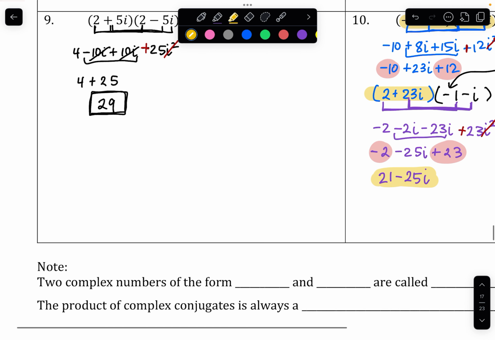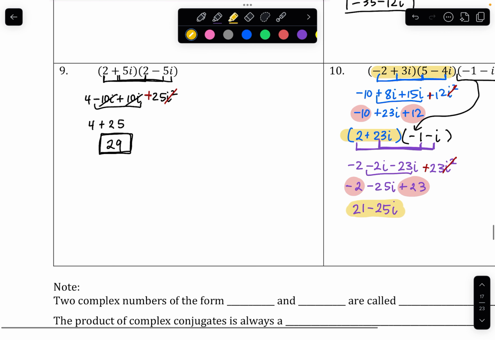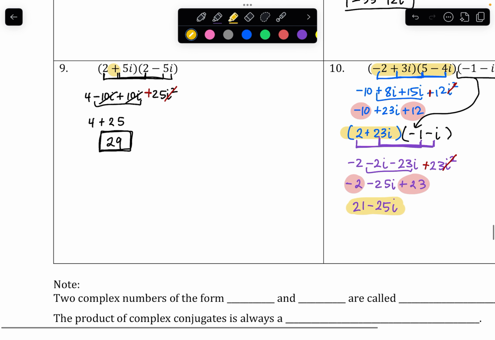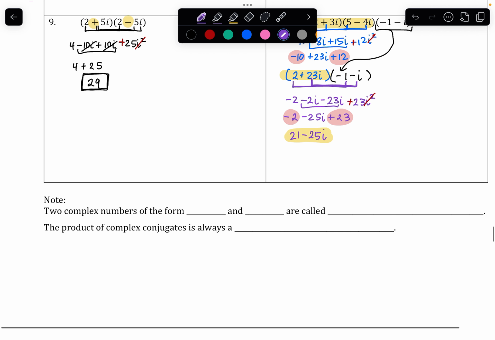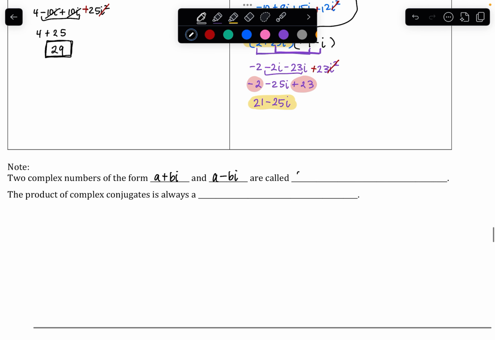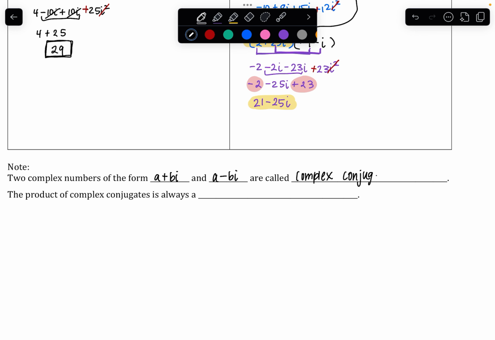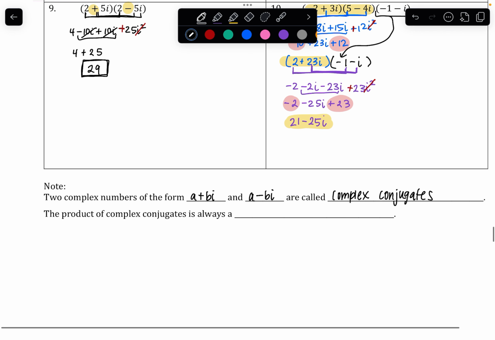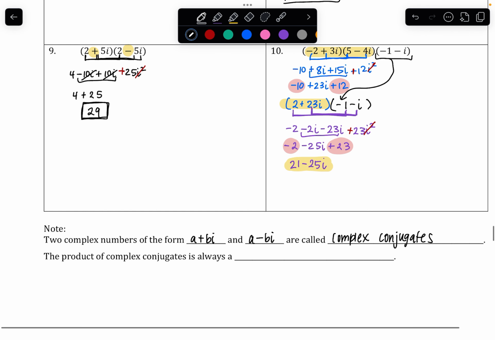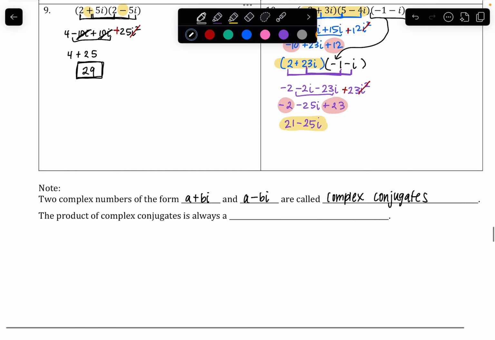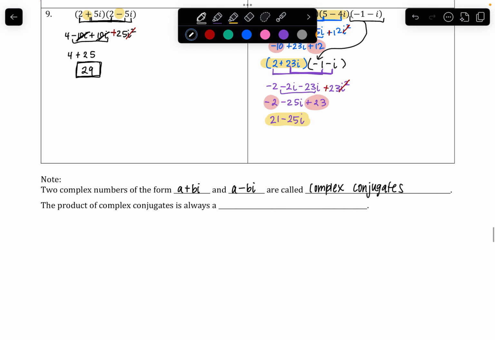Okay, the other example I want to point out is that in number 9, notice they're the exact same number, they just have opposite signs. Okay, and so anytime you have that situation where you have a plus bi and then a minus bi, these are called complex conjugates. Okay, and they have a special relationship because the middle term cancels, which means the imaginary part cancels, and the product will always result in a real number.